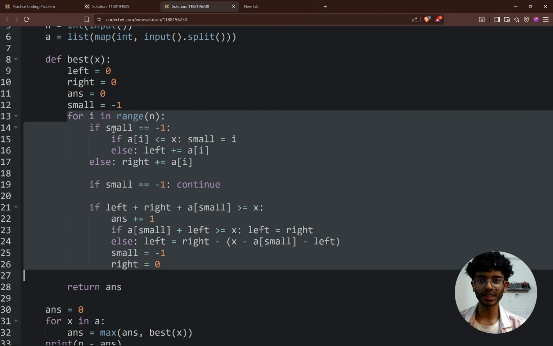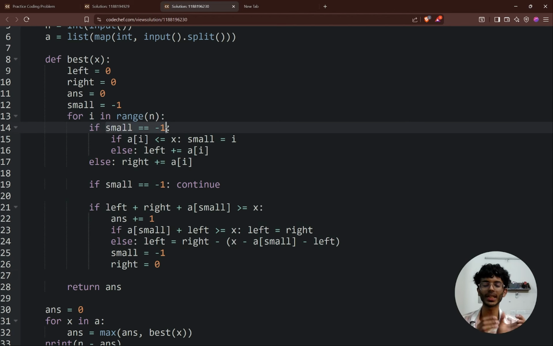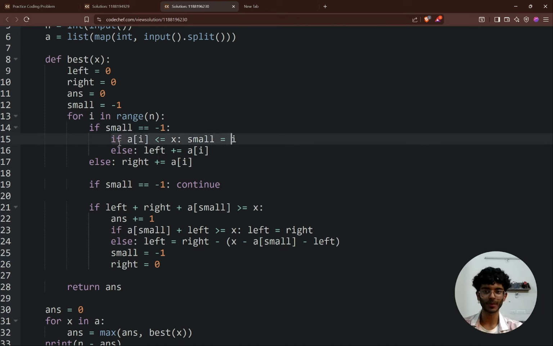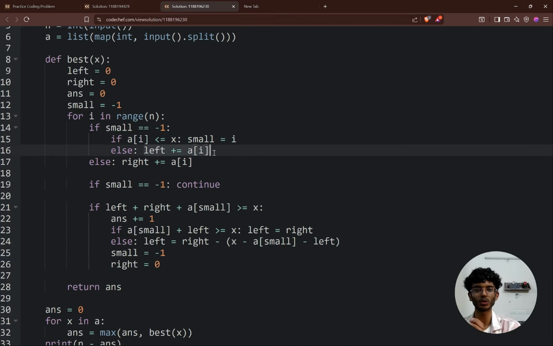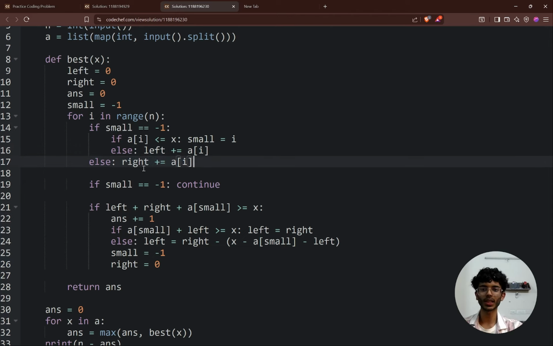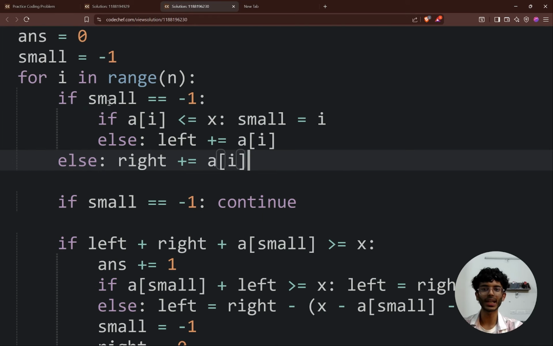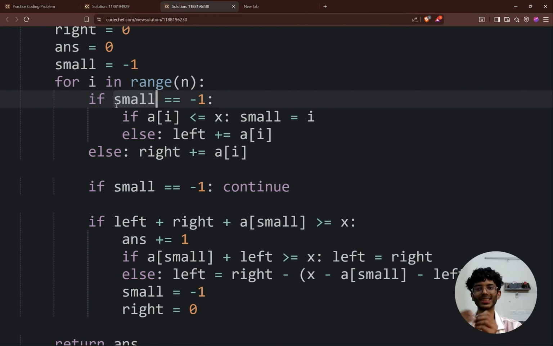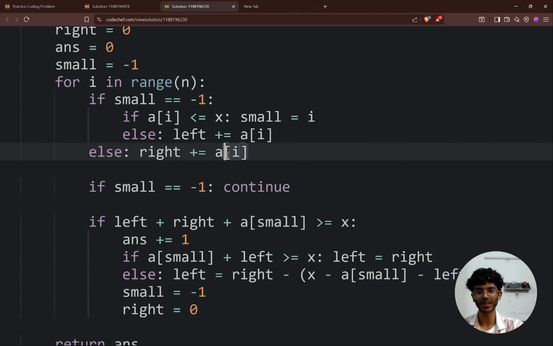Now we'll initially check if our small is minus 1 or not. So do we already have a candidate which is less than or equal to x or not? If we do not have one, then we'll see if my a of i is less than or equal to x. If it is, we have got the candidate. Otherwise, we'll increase left because this left juice could potentially be used to fill up juice in the future. Otherwise, we already have a candidate which is less than x, but we have not yet got enough juice to give to that small candidate, so we'll increase our right by a of i.